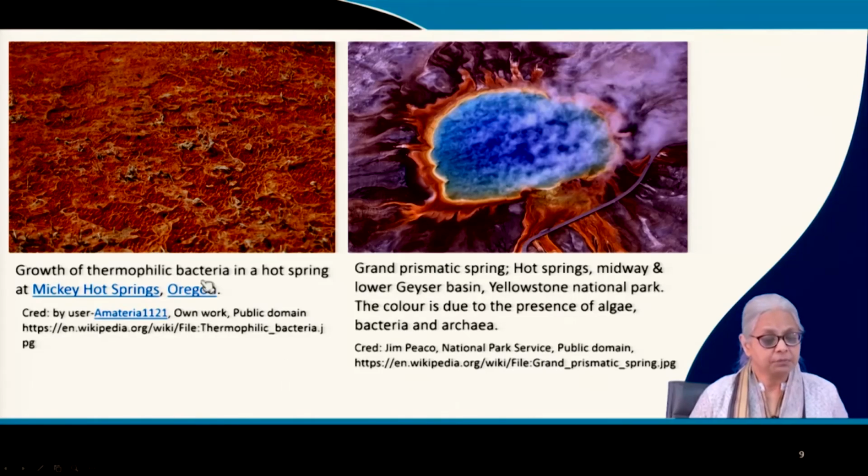So here are some examples of thermophilic bacteria in a hot water spring. This is a hot water spring from the Yellowstone National Park. The colors are due to the combination of algae, bacteria and archaea.